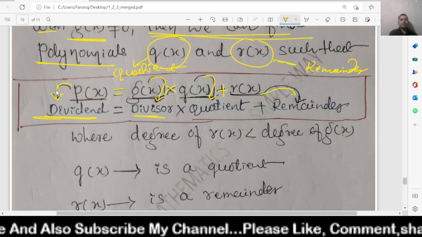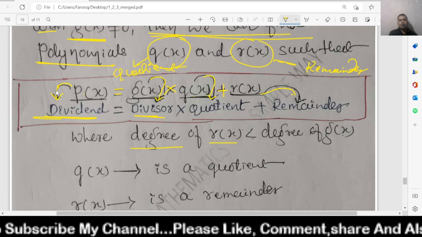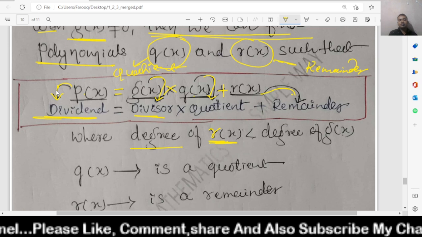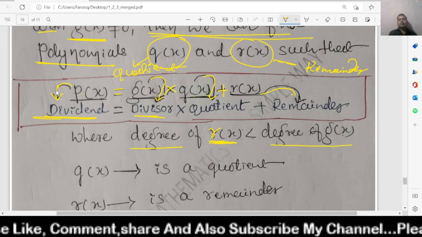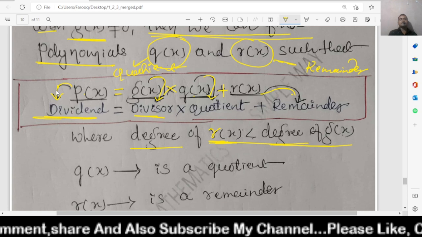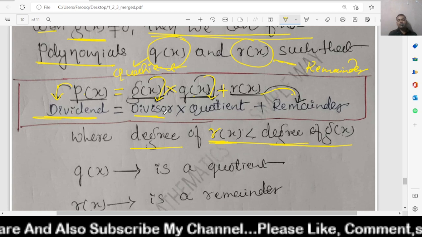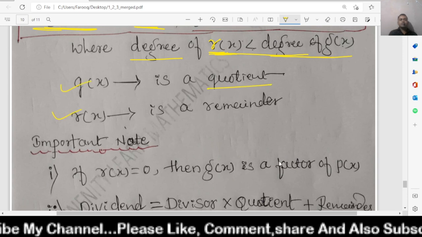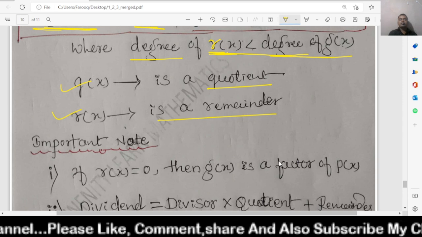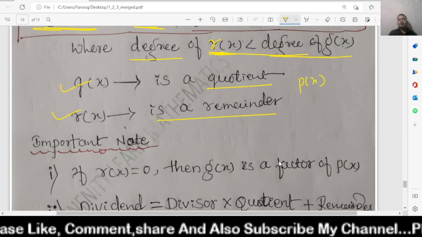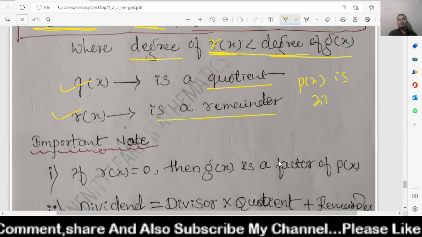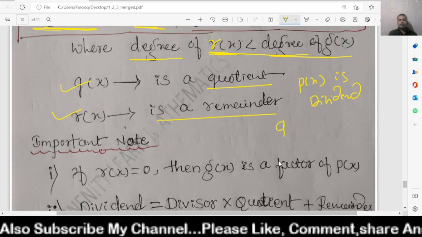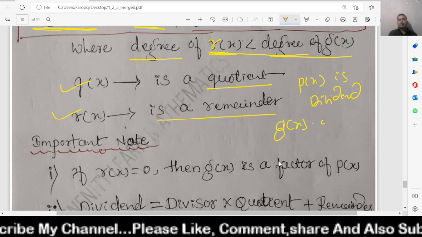This is called the division algorithm, where the degree of r of x, that is the power of r of x, must be less than the degree of g of x, that is the divisor. Q of x is called the quotient, r of x is called the remainder, p of x is the dividend, and g of x is called the divisor.